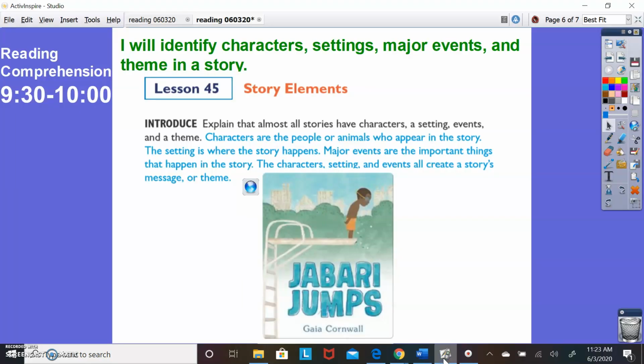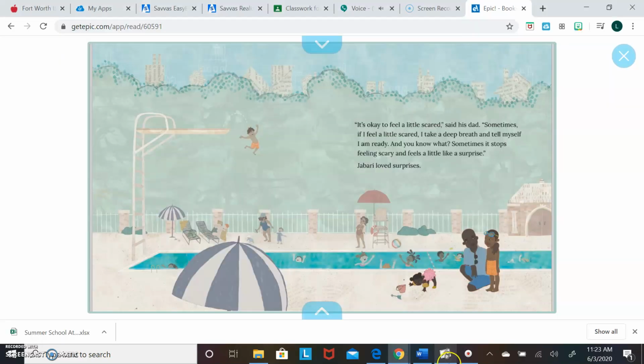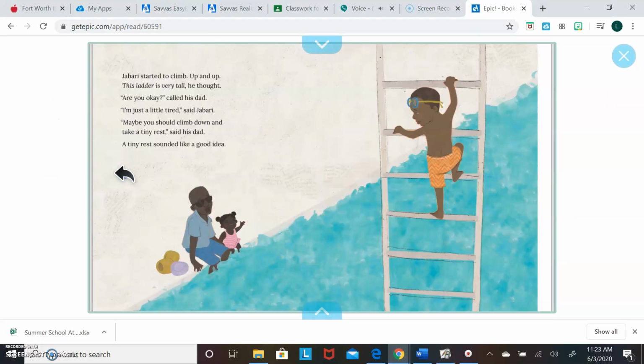Now, can you tell me something that you remember, maybe something important that happened in the story so far? We haven't read the whole book. What's something important that has happened so far in the story? Let's think. We're going to go back here.